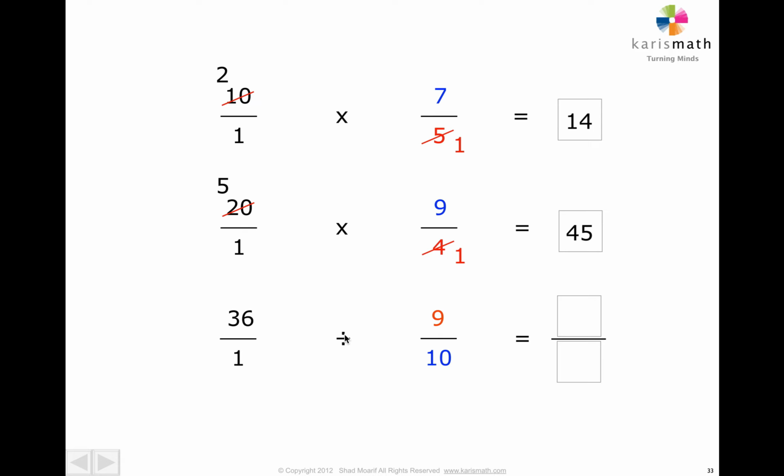Flip and multiply. And now you can reduce 9 and 36. Divide 9 by 9 and 36 by 9. You'll get 4 and 1. And then multiply across, you'll get 40. That's the way to divide. You have an idea now? Go for it. Just go there and keep dividing.